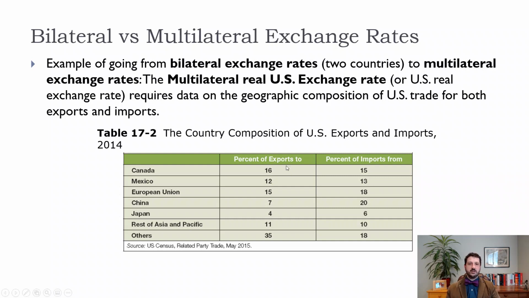So you can see that, if we look at percent of exports and percent of imports, our biggest trading partners are Canada and Mexico. For exports, the European Union, China, Japan to a lesser extent. But then we also have 46% of trade going elsewhere. Imports, China is our biggest importer, but we still import a fair amount from the European Union and also from our neighbors, Canada and Mexico, and then 28% from the rest of the world as well. So when we're doing a multilateral exchange rate, we need to weight all of those exchange rates by how much we export and import to get a multilateral real U.S.